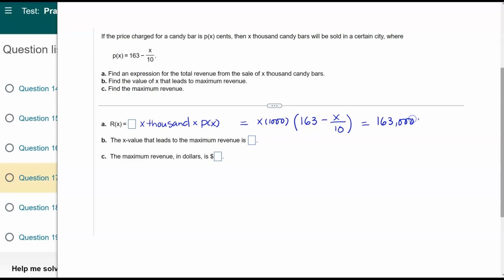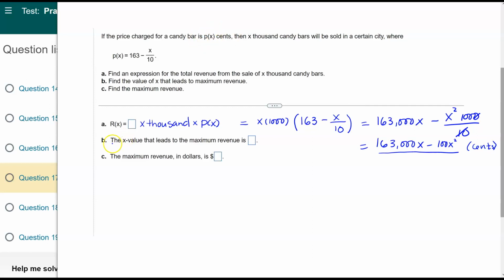163,000 X minus X squared thousand all over 10. So that's 100x squared. So this is 163,000x minus 100x squared. This is your revenue function. Now the revenue here will be in cents. So just take note that it will give you cents because P of X is in cents.